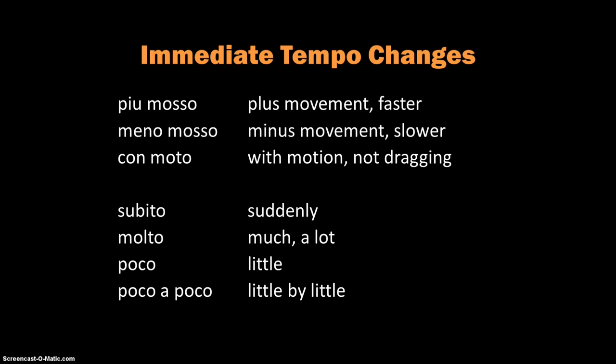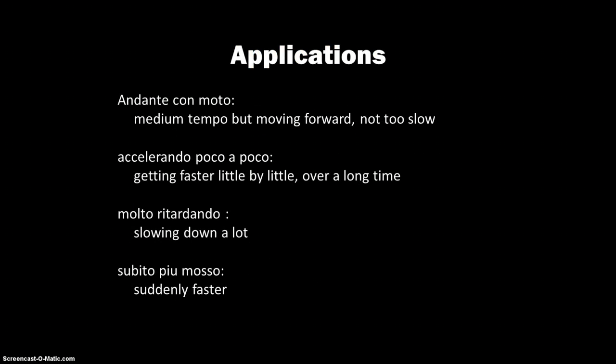Some other qualifying language there. Subito means suddenly. Molto, which means much or a lot. And then poco, or little, or poco a poco, little by little. So a couple quick applications. Andante con moto. Andante we know is a medium walking tempo, but if it had con moto there, you might make it a little bit faster than andante, or just make sure that as you were performing it, it didn't feel like it was slowing down.